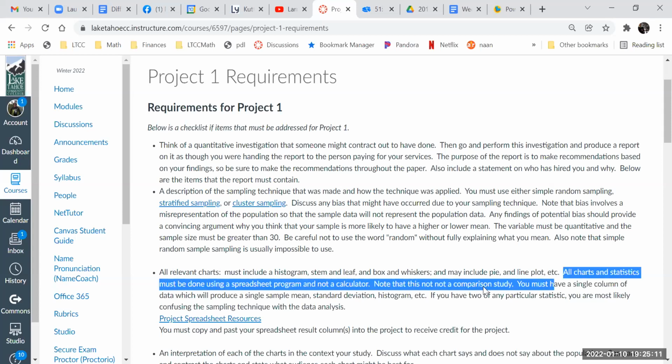All charts and statistics must be done using a spreadsheet program, not a calculator. I created a spreadsheet program just for this project. By the way, that spreadsheet program is used by dozens of colleges. So it's become like the spreadsheet program for statistics.